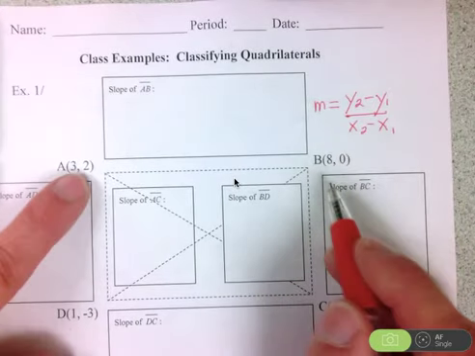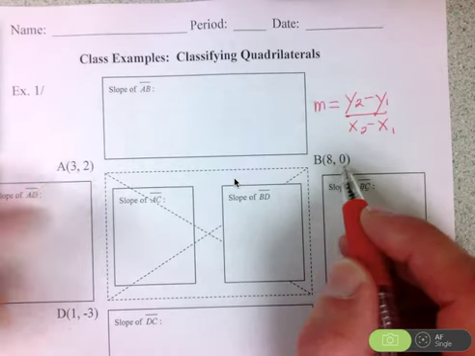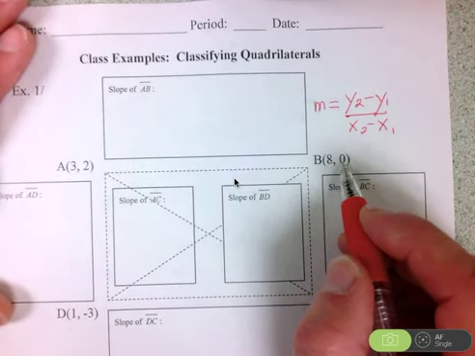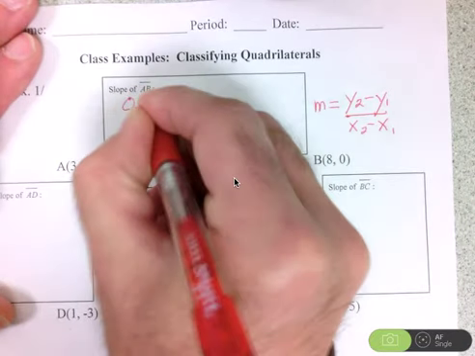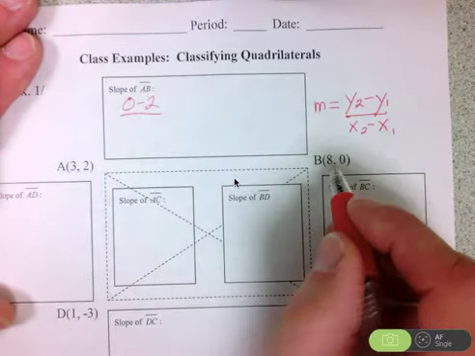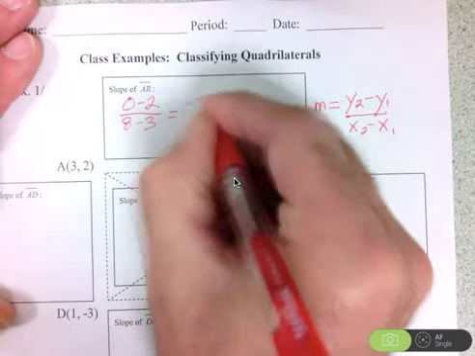So the slope of AB, I want to take the difference of the y's over the difference of the x's. And you can go in any order you like as long as you're consistent. So I'm going to start with 0 and subtract 2. Those are the y values. And the x values are 8 and 3. So I will subtract those. That gives me negative 2 over 5.